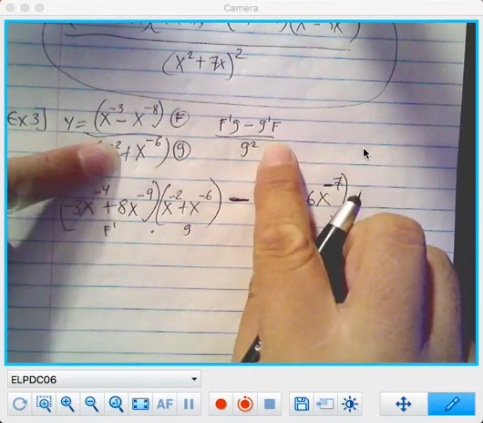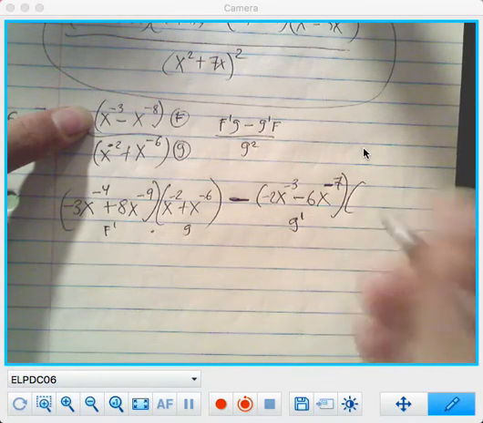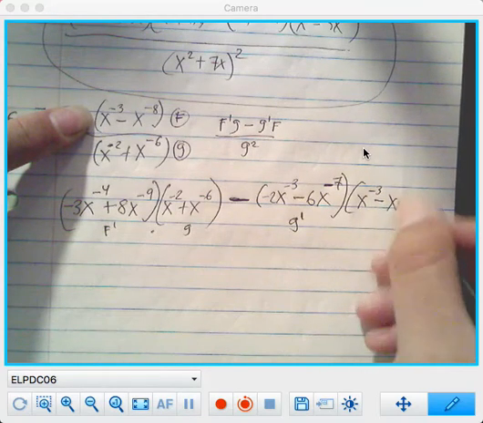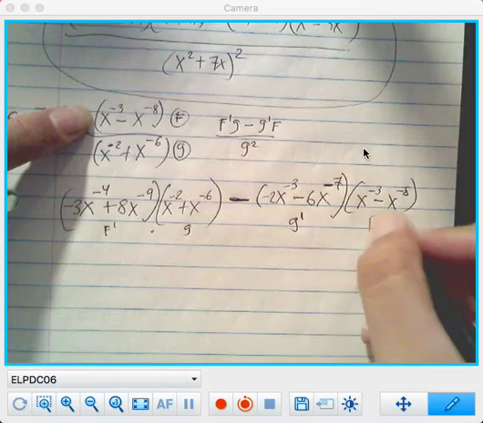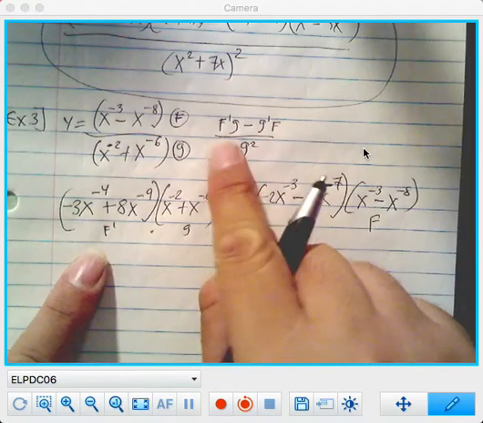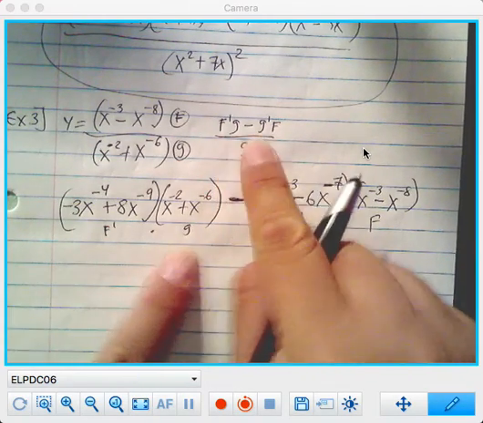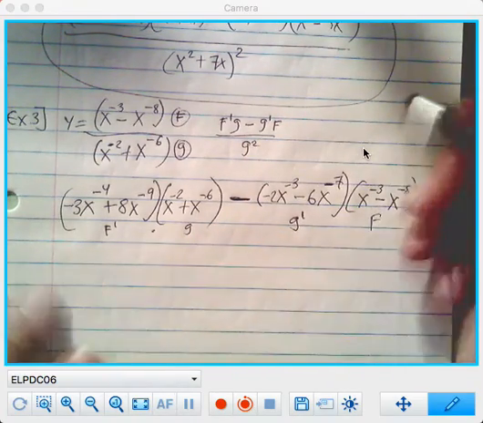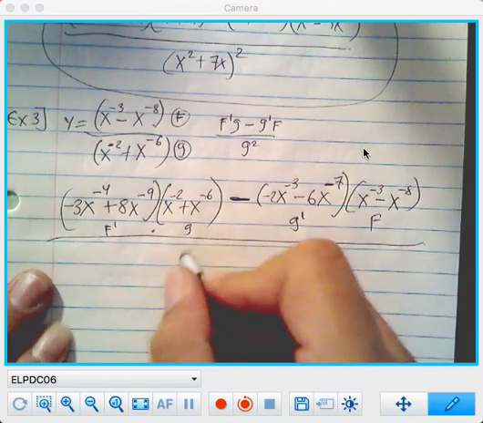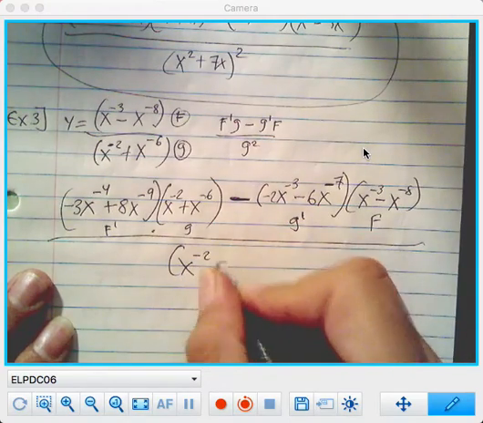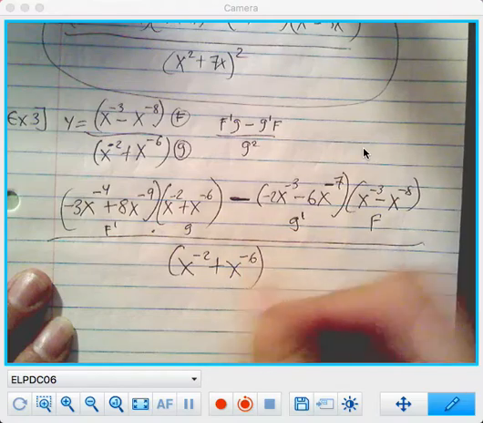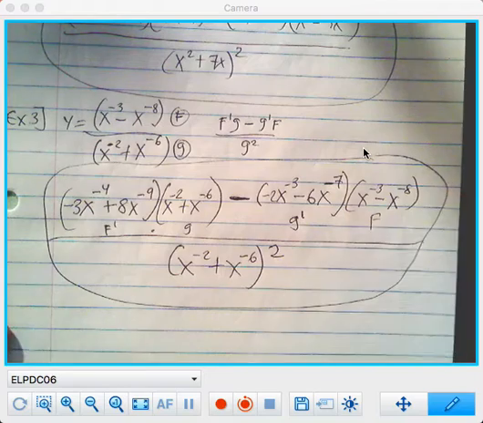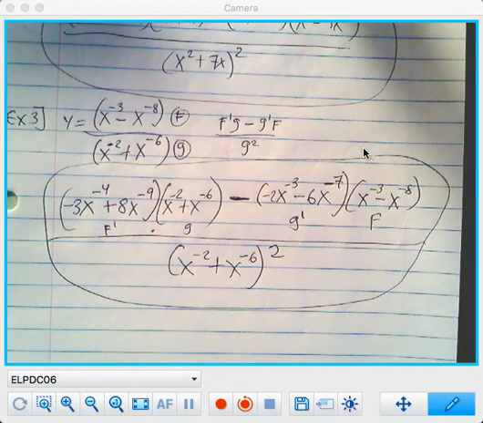What's next? F, down, okay? X to the minus 3 minus x to the minus 8. F, okay? Am I done with the top? F prime g minus g prime f, okay? And then over x to the minus 2 plus x to the minus 6 quantity squared. And this is your answer. Cool?